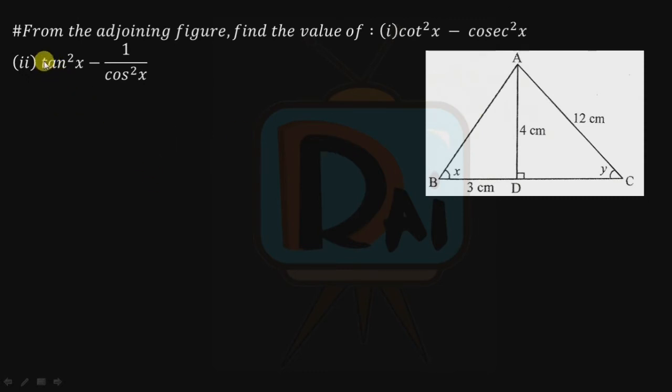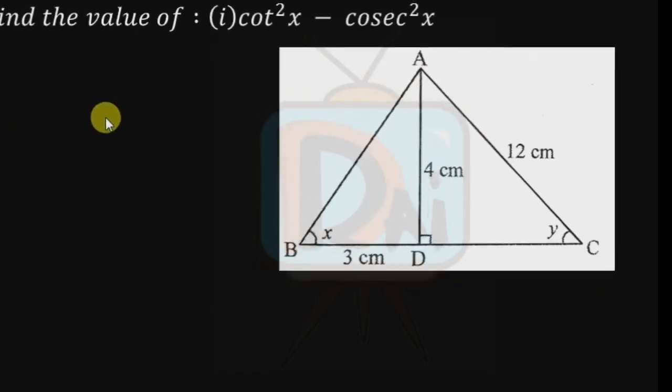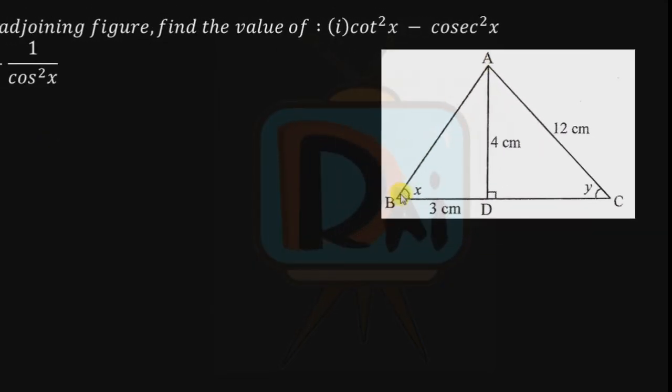My first problem is: from the adjoining figure, find the value of number 1, cot square x minus cosec square x, and number 2, tan square x minus 1 by cos square x. So from the figure, the value of AD is 4 cm, the value of BD is 3 cm, and the value of AC is equal to 12 cm. So now let us consider triangle ABD.